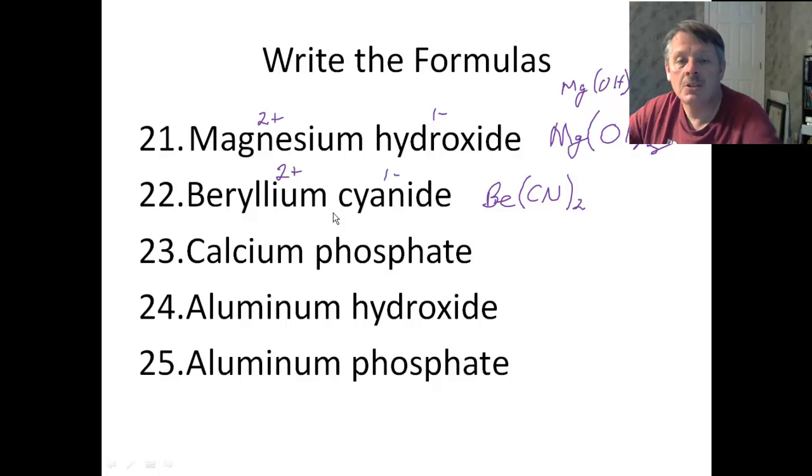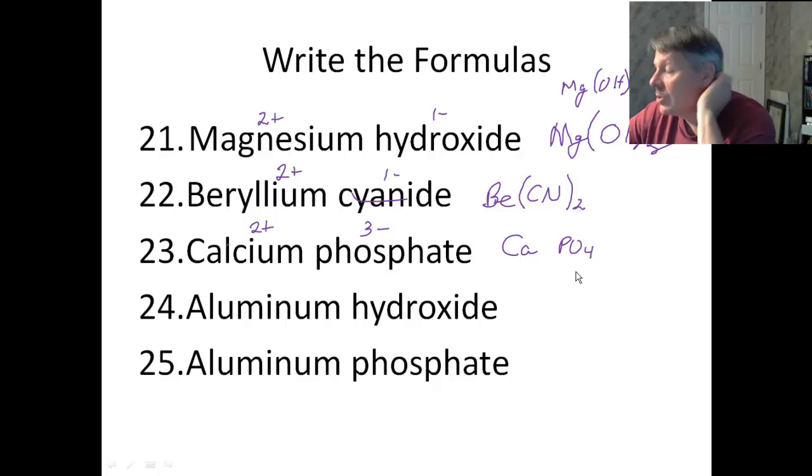How about calcium phosphate? Right, well, calcium is a 2 plus charge, and phosphate's a 3 minus charge. Calcium is Ca, phosphate is PO4. Remember, you have to memorize that one. That's one of those you have to memorize. And I need 3 calciums when I do my crisscross method. I need 3 calciums, and I need to have 2 phosphates. So I need parentheses around the phosphates. Right?